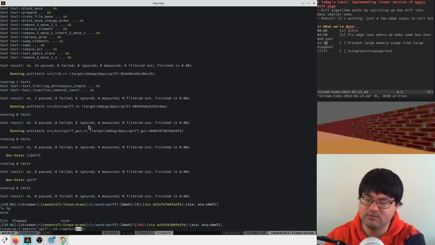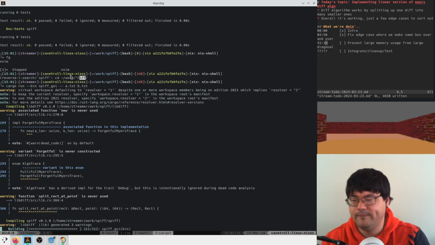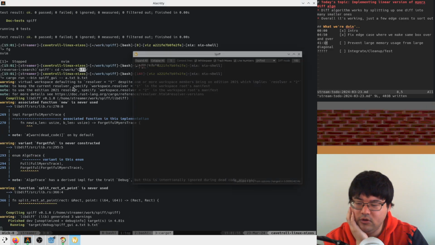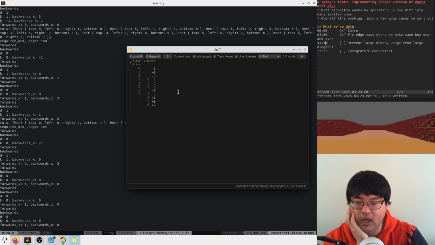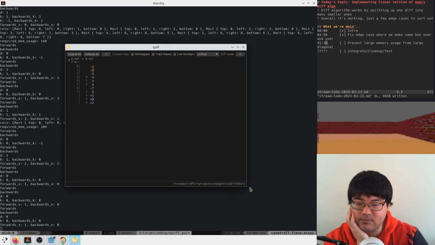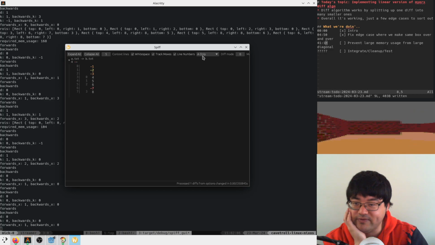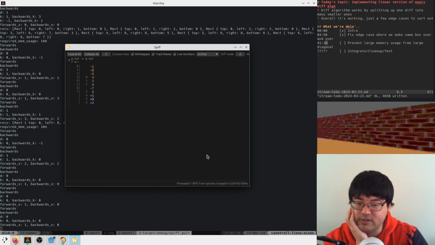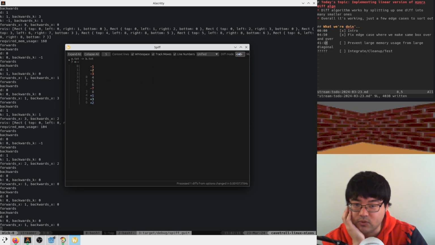Can we maybe spiff two files and see if that looks sane? Yeah, it does look like this is still behaving okay. That's pretty cool. So we're going from 1, 2, 3, 4, 5, 6, 7, 8 to 4, 5, 6, 8, 1, 3, 2, and we are seeing this thing, so I guess it's working.